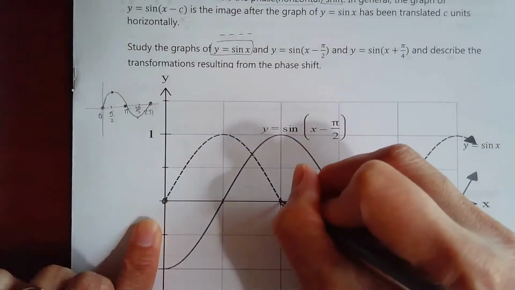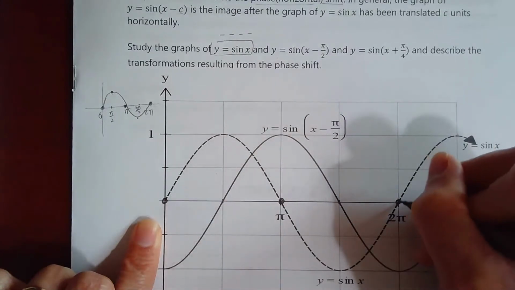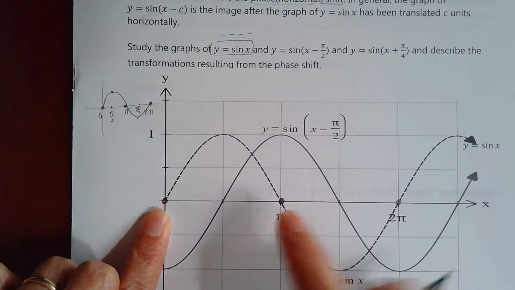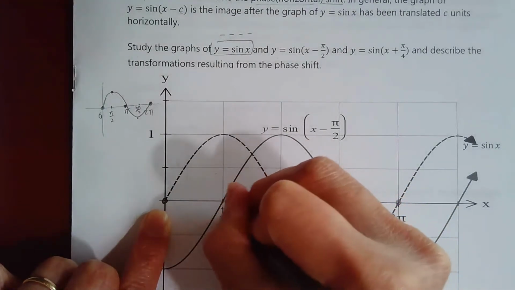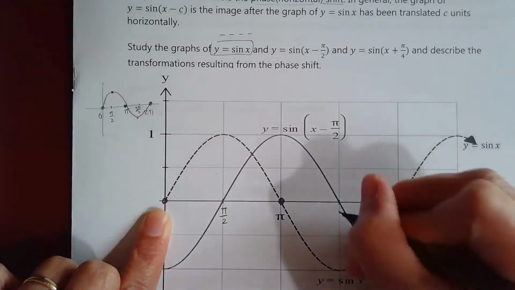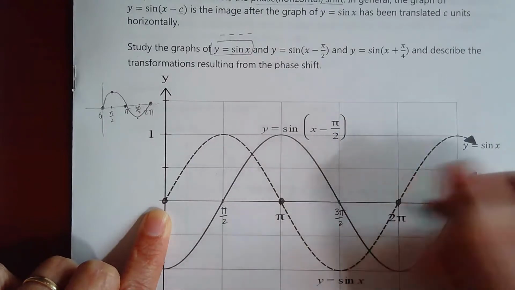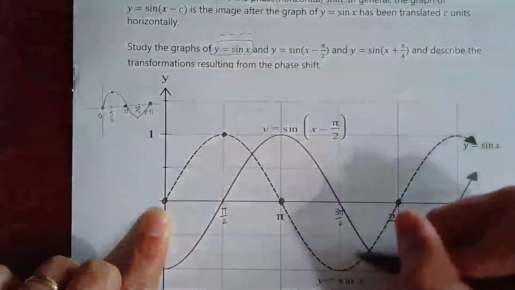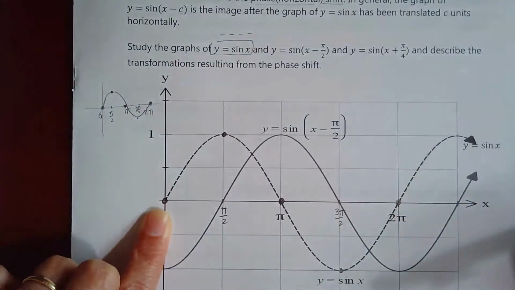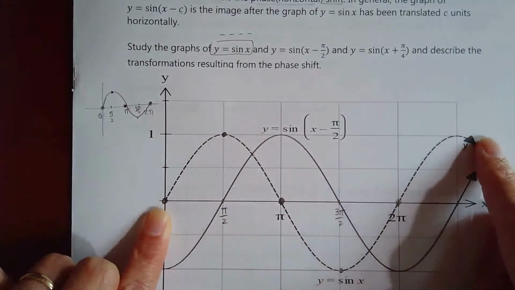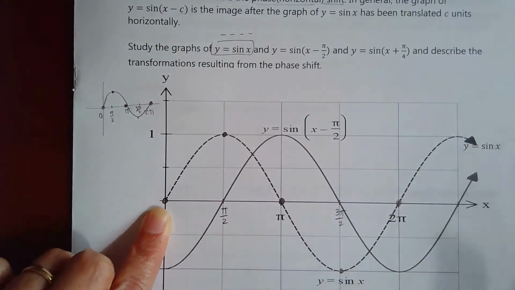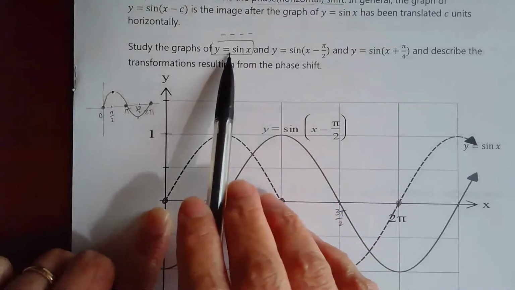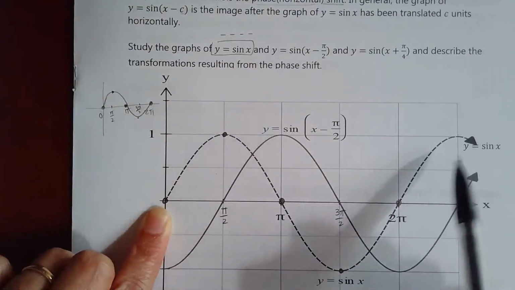So these are the key points: 0, pi, 2 pi. Those are the zeros. And then this is pi halves, and this is 3 pi halves. At pi halves it is 1, and at 3 pi halves it is negative 1. That's that one. Okay, so study the graphs of sine of x, which we've seen here, the dashed one.